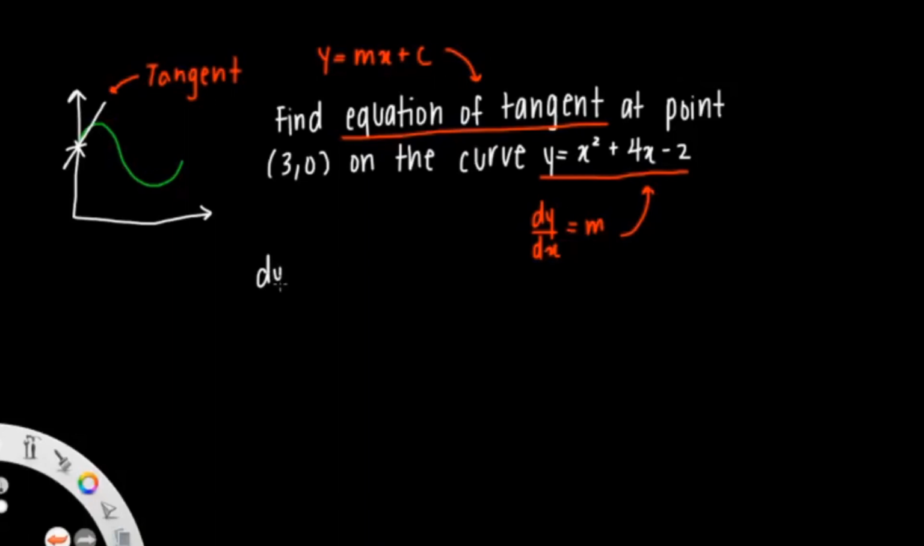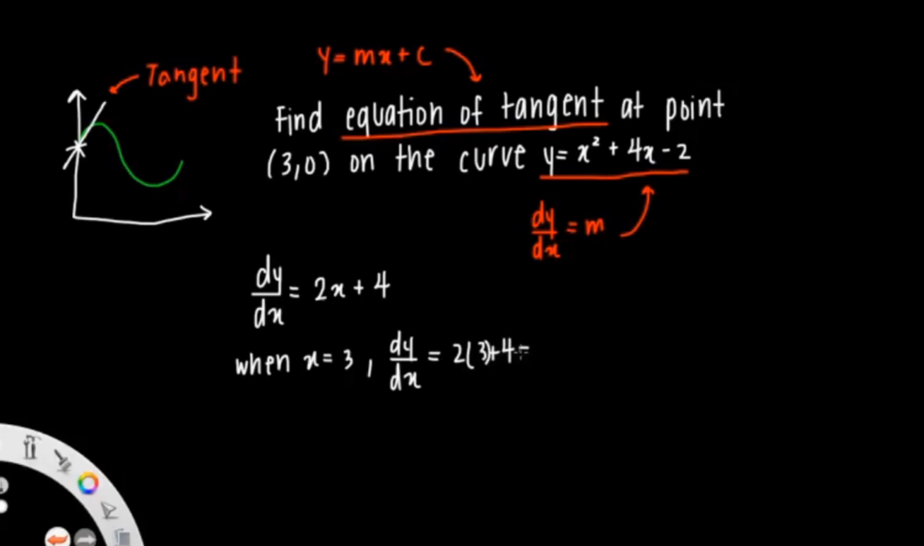So let's find the dy over dx of the curve. That would be 2x plus 4. So since we know that our x is 3, we can just substitute that into our dy over dx to find the gradient. So dy over dx equals 2 times 3 plus 4, giving us 10.